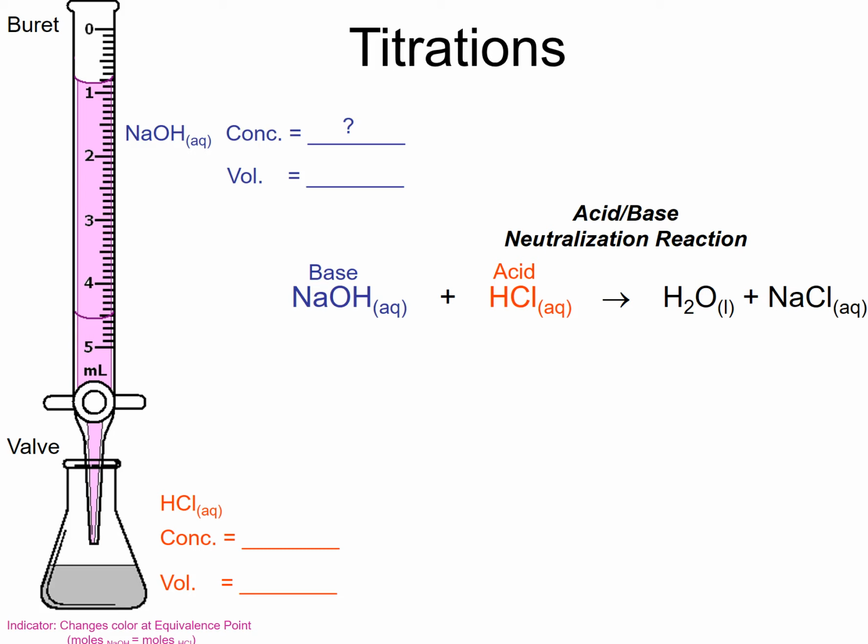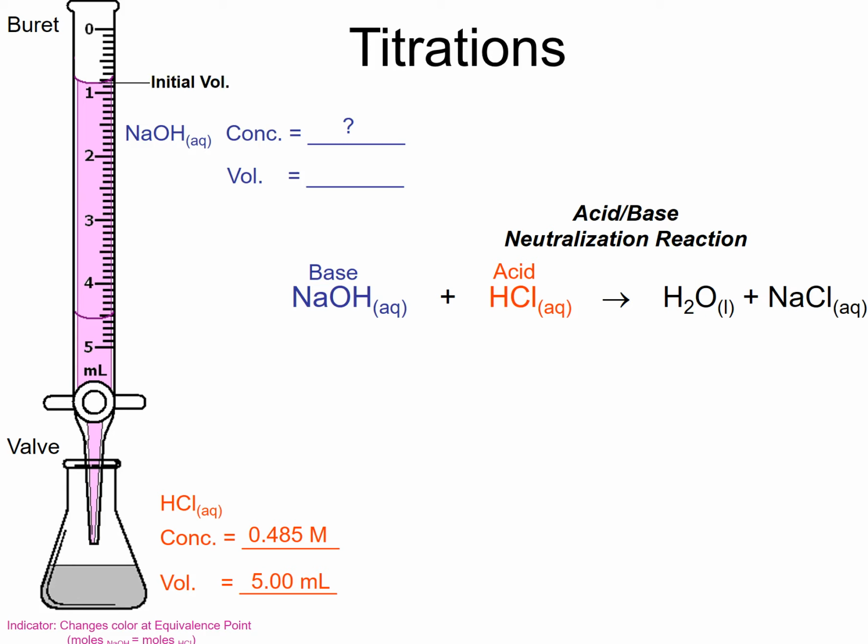Let's say that we don't know what the concentration of the sodium hydroxide is. Let's say that we do know what the concentration of the hydrochloric acid is, that it's 0.485 molar. And also let's say that we know what the volume of the hydrochloric acid is. It's 5 milliliters. Okay? We know quite a bit about this problem, but what we don't know is how much sodium hydroxide has been added. To know this, we would actually do the experiment.